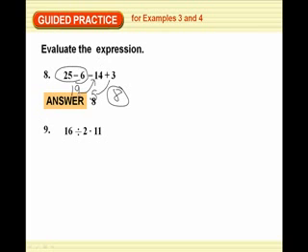This one is also left to right because it's only multiplying and dividing, so we go ahead and we do this dividing first. 16 divided by 2, which is 8, times 11, which is 88.